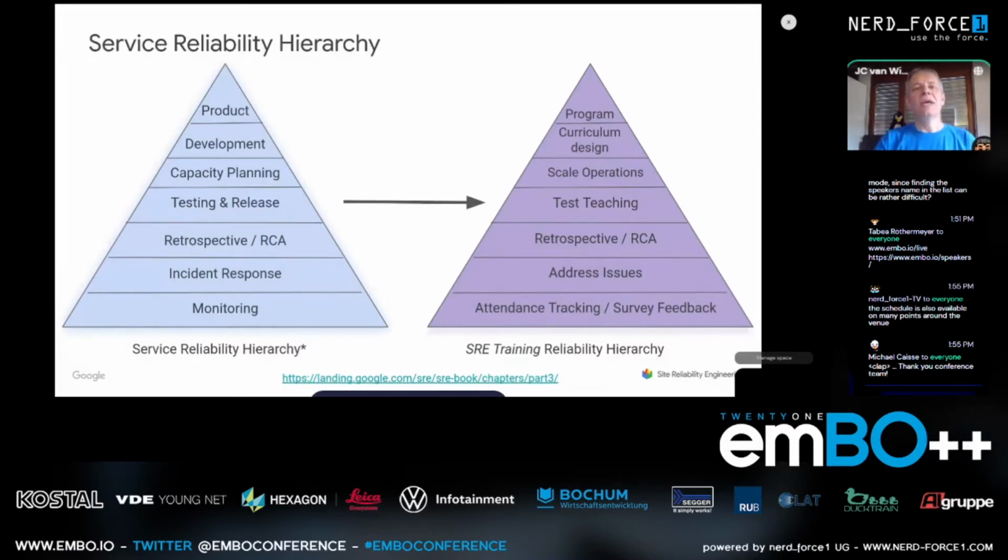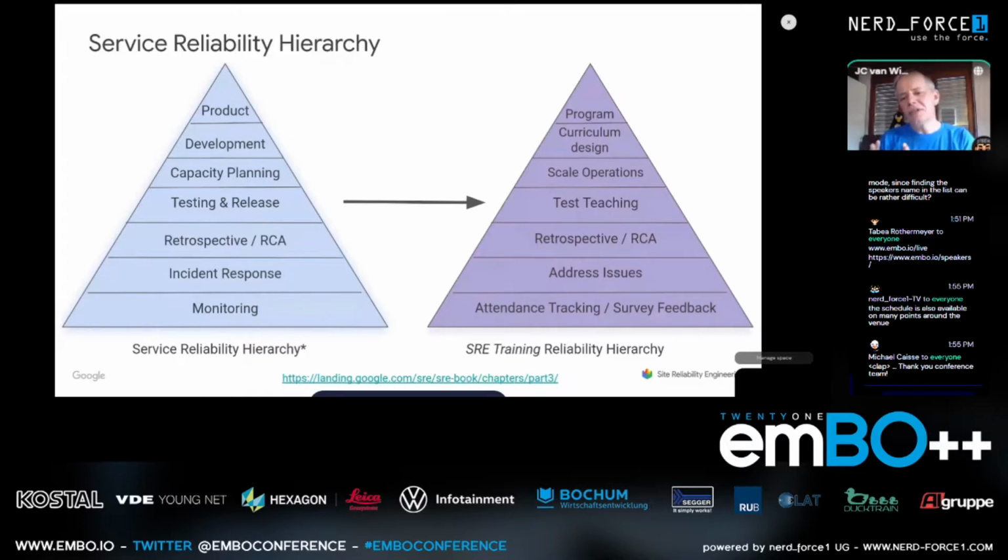Above that, we have testing and releases. Above that, we have capacity planning. You need to have enough capacity for your service. Above that, we have development of the service, and then comes the product. But we like to say monitoring is the most important thing. Now, why do I say this? Well, this is in our mindset. This is what we think about and talk about all the time, this reliability hierarchy.